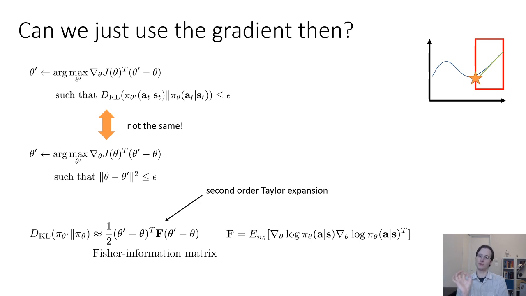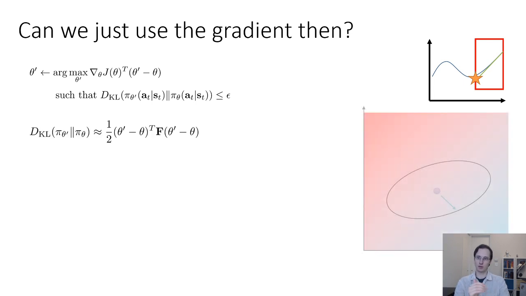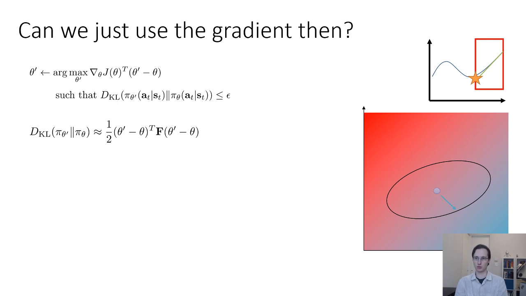Now, if we're going to use this second-order Taylor expansion as an approximation for our KL divergence constraint, something that we can note is that gradient descent actually also has a quadratic constraint. Theta minus theta prime squared can also be interpreted as theta prime minus theta transpose times identity times theta prime minus theta. And now we have the same thing, only instead of identity, we have F. So we can estimate our Fisher information matrix with samples, and then we can plug that in as a quadratic constraint just using the matrix F instead of identity.